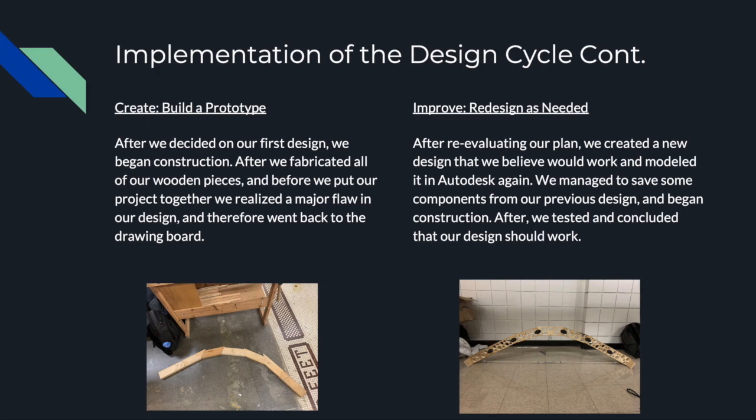For the create part of the cycle, we began construction on our first prototype, but after we fabricated all of our wooden pieces, we realized there was a huge flaw in our design. This sent us back to the drawing board to come up with a new concept for our bridge. And for the last step, the improve step, we created a new design and modeled it in Autodesk again. In doing so, we managed to save some components from our previous design, and after construction and assembly, we concluded that our design should work.